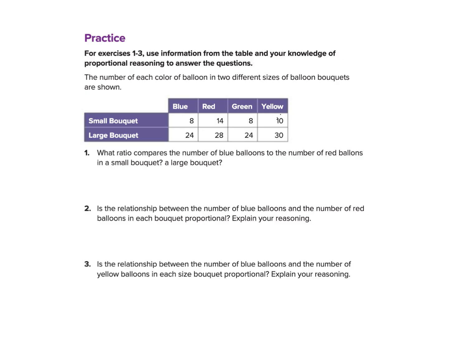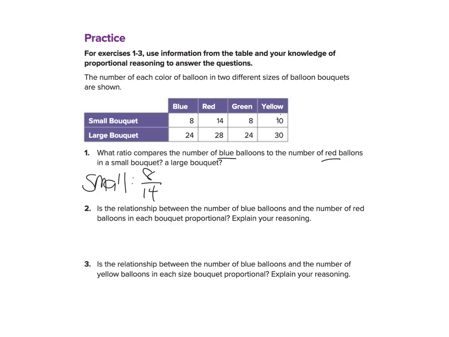Okay, so the first question asks what ratio compares the number of blue balloons to the number of red balloons in a small bouquet and then in a large bouquet. So let's first start with our small bouquet here. Okay, when we look at this, we are comparing the number of blue balloons to the number of red balloons. So in that small bouquet, the number of blue balloons would be 8, so we're going to put that on top of our fraction. And then the number of red balloons is 14 for our small bouquet. Okay, so here we have our ratio to start off with. Let's go ahead and simplify.